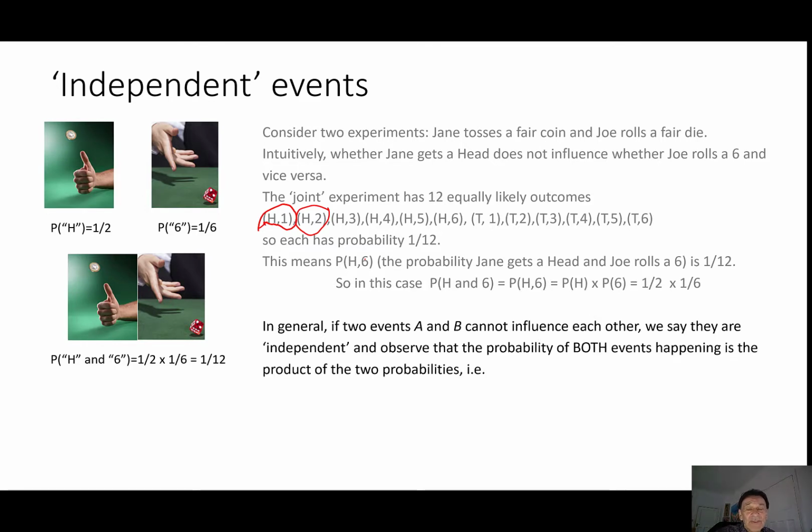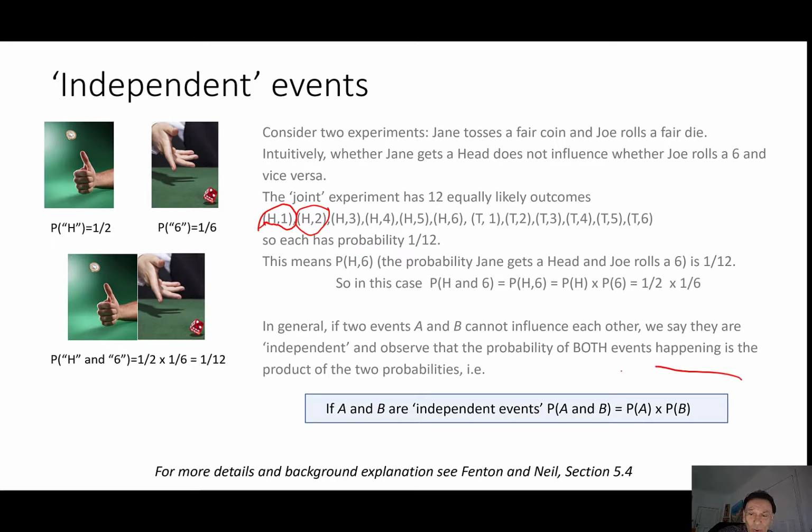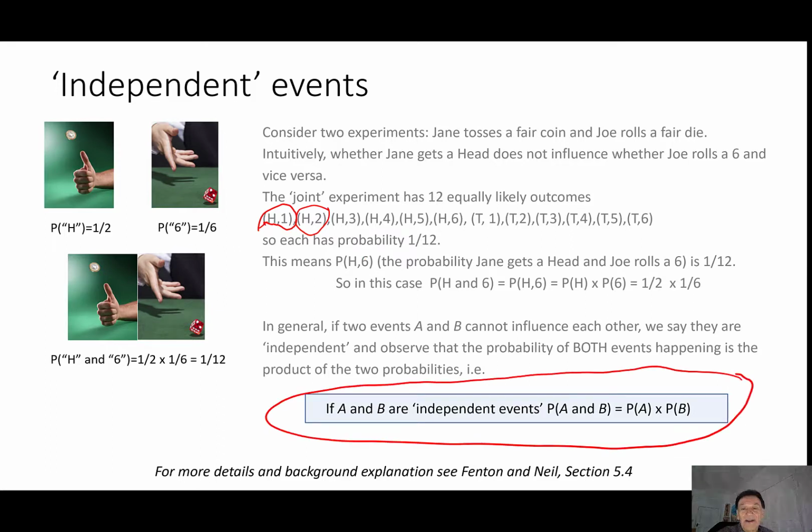So in general, we say that two events that cannot influence each other are independent, and we also observe that the probability of both events happening in that case is just the product of the two probabilities. In other words, if A and B are independent events, then the probability of A and B is just the probability of A times the probability of B. But notice that I haven't actually called this thing a law, and I haven't proved it as a theorem. I'm just, at the moment, stating this as something which seems like a reasonable observation, given a reasonable definition of what independence of events might be.